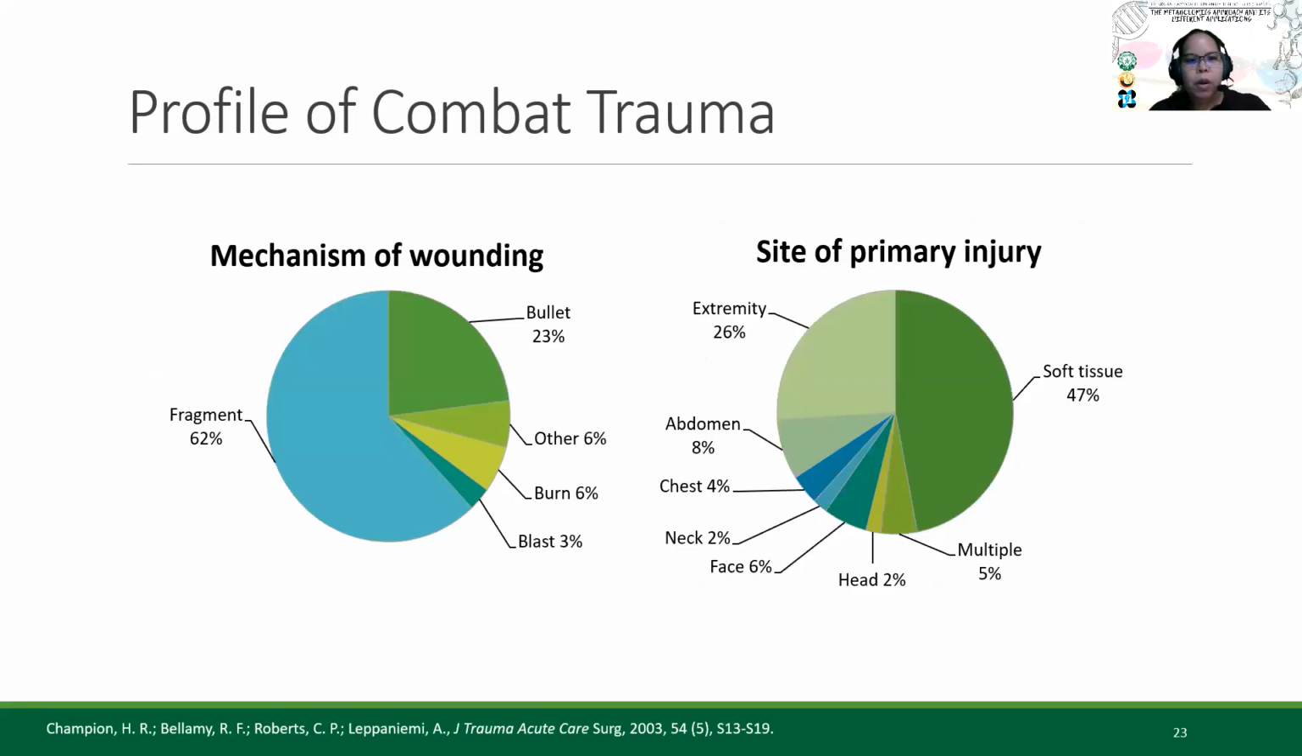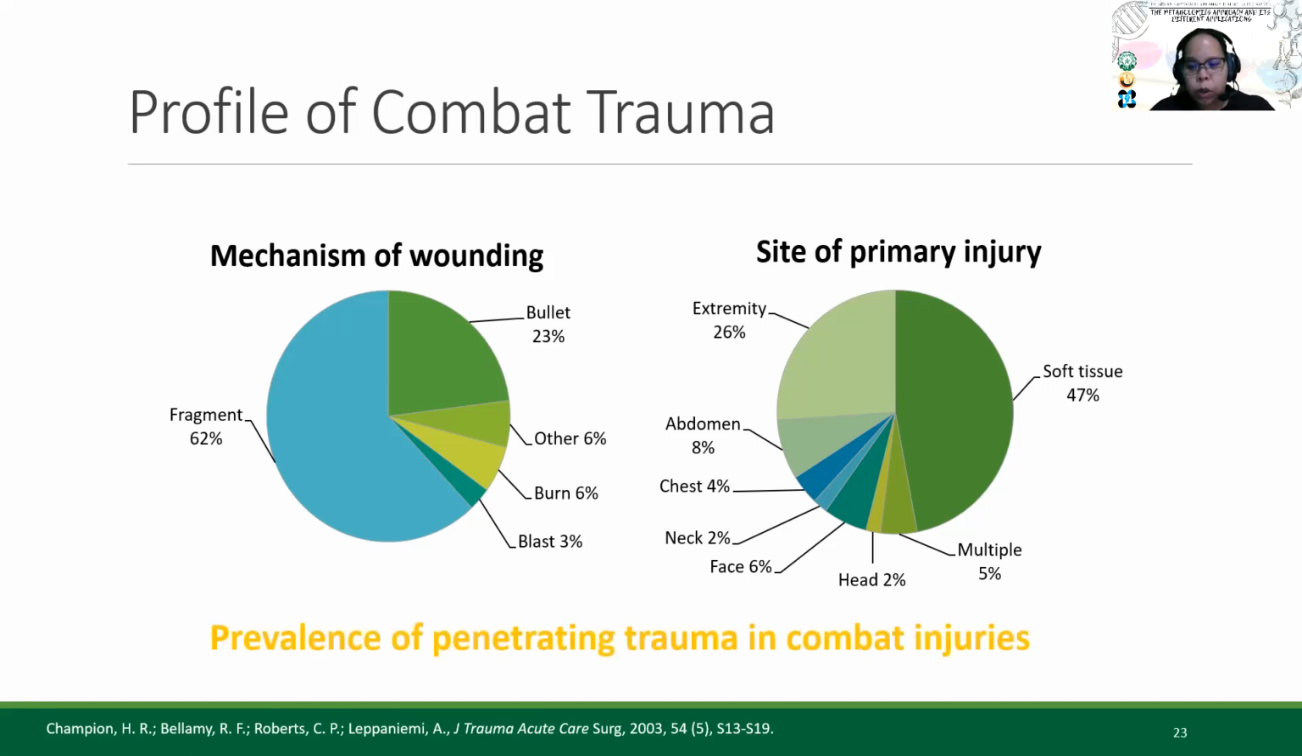So the mechanism of combat trauma injury is usually coming from fragments of explosives. Second to that will be bullets. And in terms of the primary site of injuries, these are usually soft tissue. So more of your, for example, the abdominal area, your internal organs, as well as your extremities. So these are the primary sites of injury. And you can see a prevalence of penetrating trauma in combat injuries.